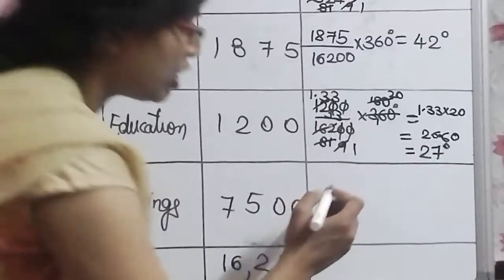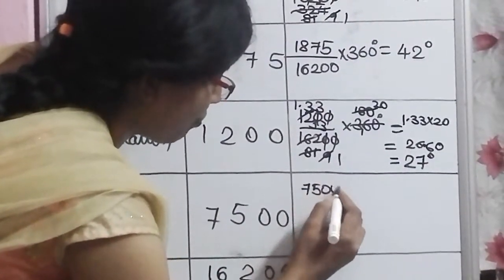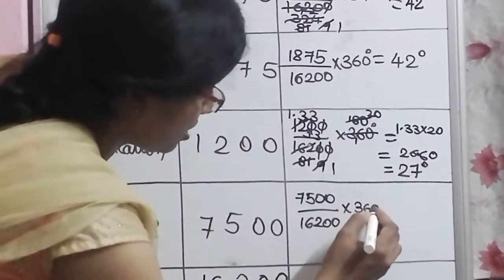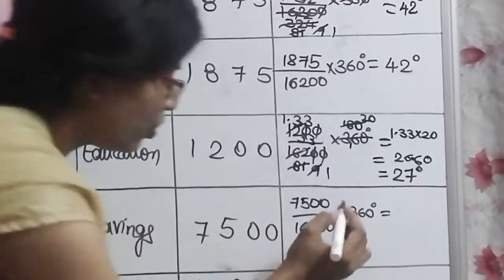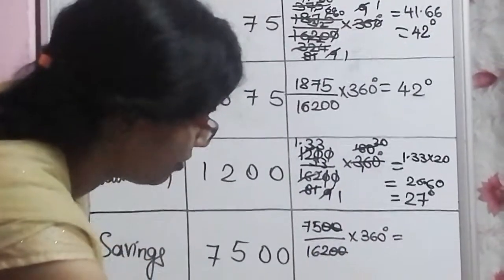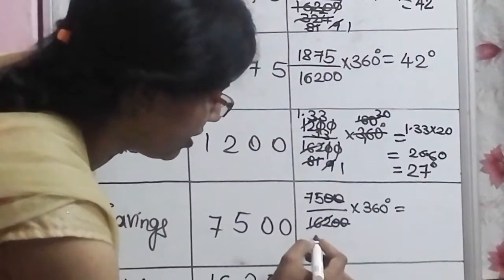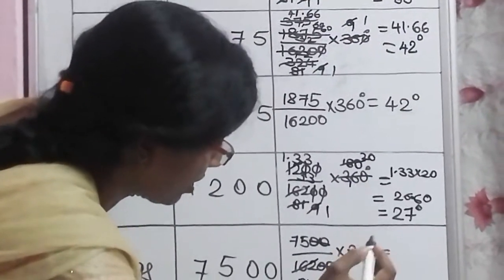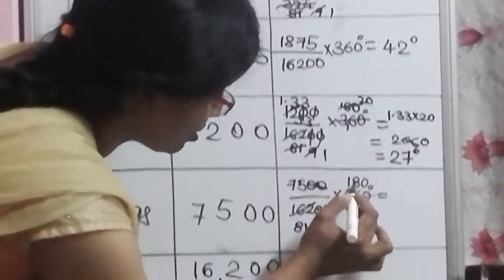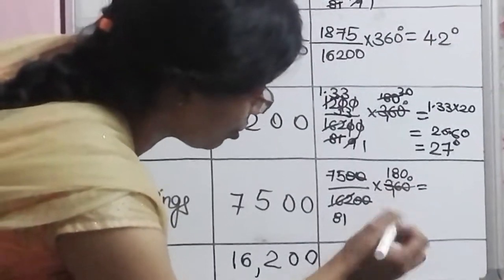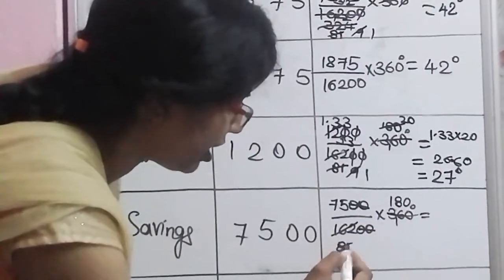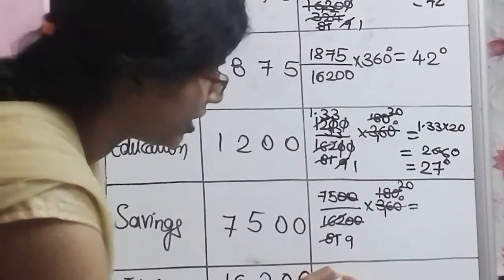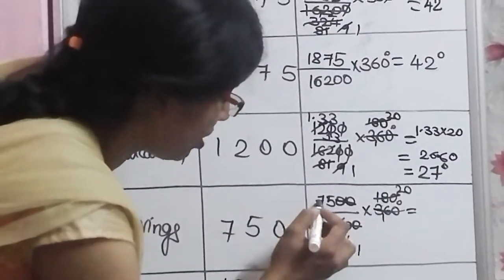Now let us do the savings part. 7,500 divided by 16,200 into 360 degrees. 2 zeros and 2 zeros get cancelled. Let's cancel with the 8 table. 2 8s are 16, 2 1s are 2. 2 1s are 2, 1 is the remainder. 2 8s are 16 and 0. 180 you got. Both of them are divisible in the 9 table. 9 9s are 81. 9 2s are 18. So it is 20. Now 9 table. 9 1s are 9.